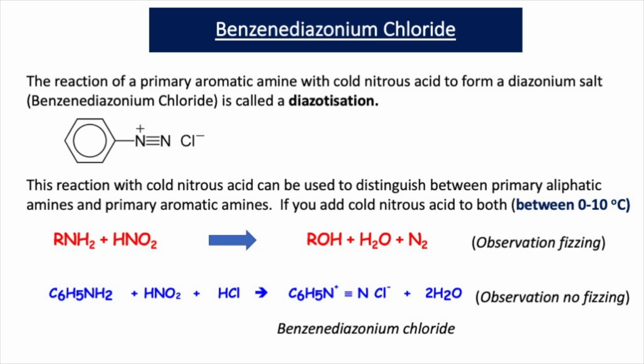Now, as I mentioned previously, we can use this reaction with cold nitrous acid to help us distinguish between a primary aliphatic amine and a primary aromatic amine. Because with cold nitrous acid between 0 and 10 degrees C, and preferably between 0 and 5 degrees C, the primary aliphatic amine will produce an alcohol, water and nitrogen gas, and we will observe fizzing, and the primary aromatic amine will produce this diazonium salt and we will observe no fizzing.